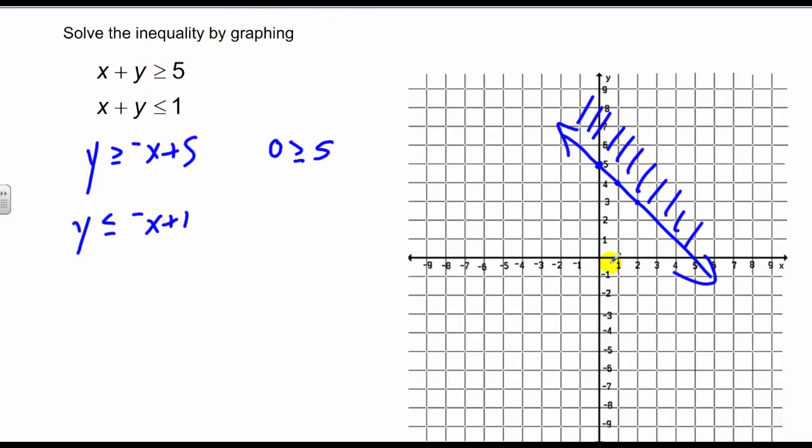And then we go up to 1, down 1 over 1. Like so. You'll notice these lines are parallel. They'll never intersect. And I use 0, 0 as my sample point, so is 0 less than or equal to 1? Yes, it is. So shade towards 0, 0. And if these lines will never intersect and my shading's going away from each other, there's no solution.